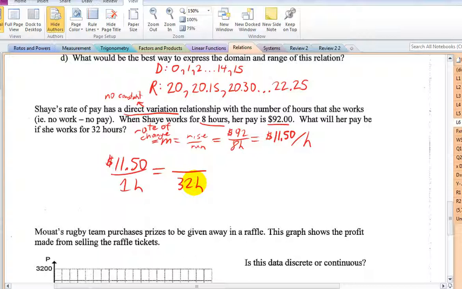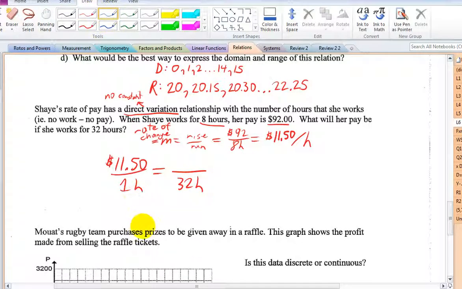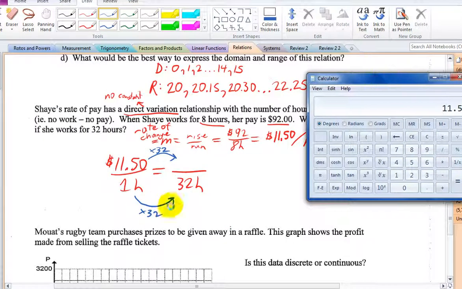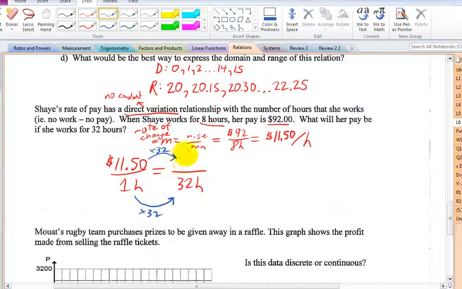Most of you know how to do this without equivalent fractions. Now use equivalent fractions. What would you do, Haley? Yeah. If you multiply the bottom, you have to multiply the top as well, and that's what most of you do without even thinking. But you should know why it works. It's because you're getting equivalent fractions. And so Shay makes $368.